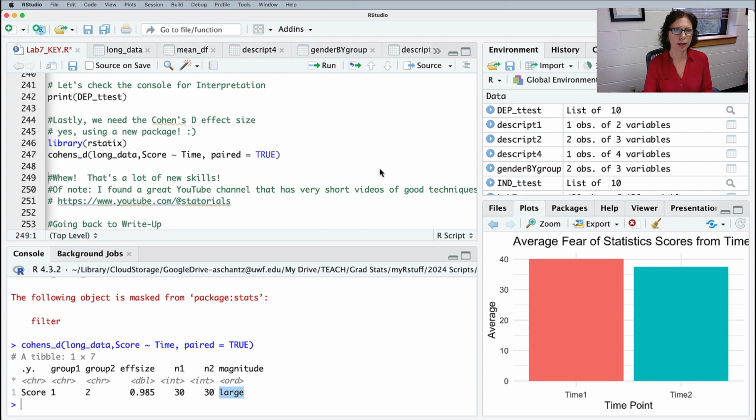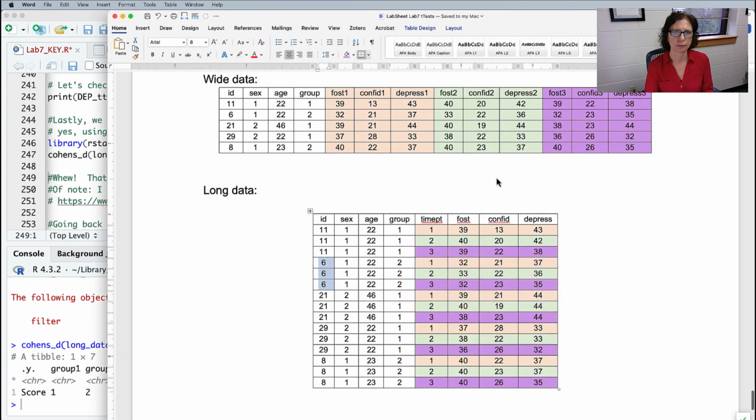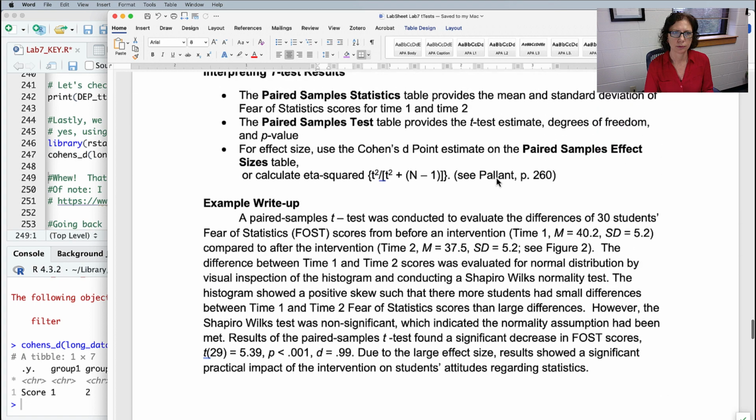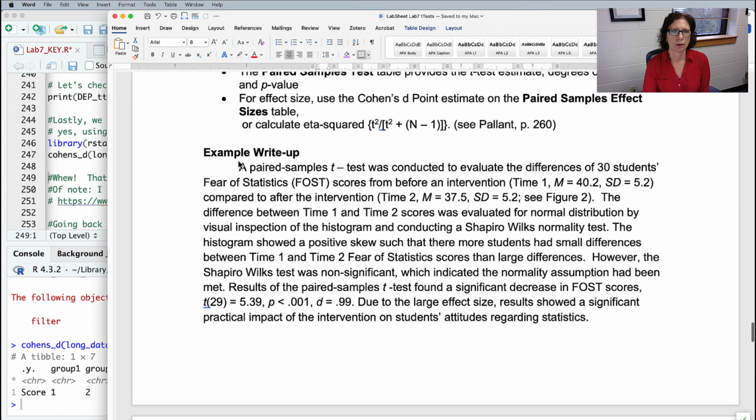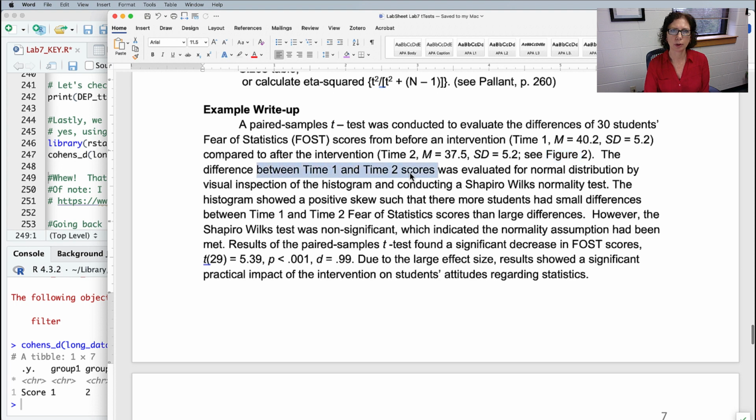So let's go back to the write-up and see this second one right here. A paired samples t-test was conducted to evaluate the differences of 30 students' fear of statistics scores before the intervention, and then you're able to tell your reader what was the score at the beginning, and after the intervention. You can let your reader know if there's a figure involved to help them visualize what's going on. The difference between time 1 and time 2 scores was evaluated for normal distribution.